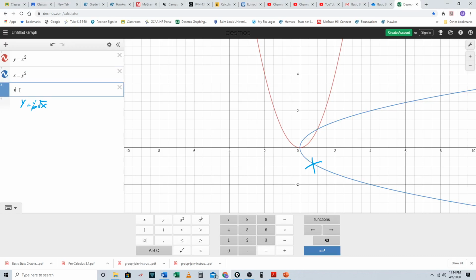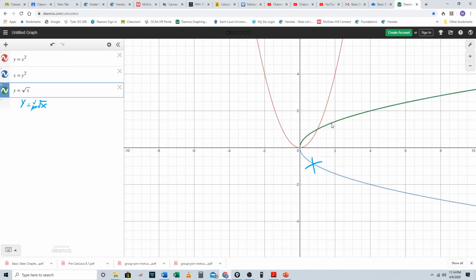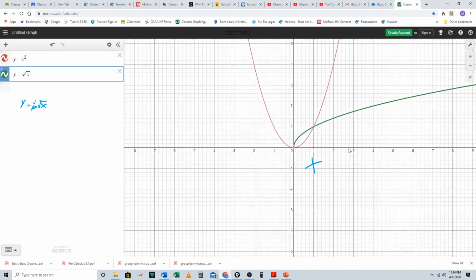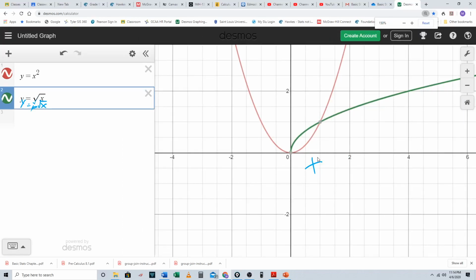So y is equal to square root of x, and notice that it turned green. I don't even need this anymore. I have what I need. Zoom in a bit. So this function is going to be quite simple. It's going to be the integral from, again, I can click on this and see where they intersect. Right, so 0 and 1.